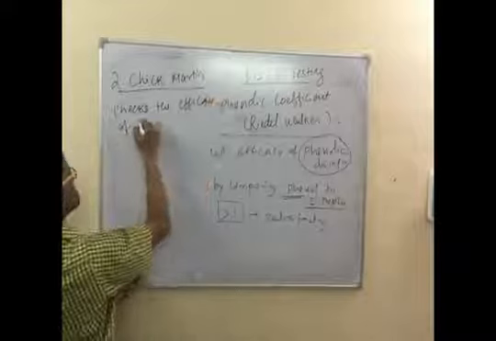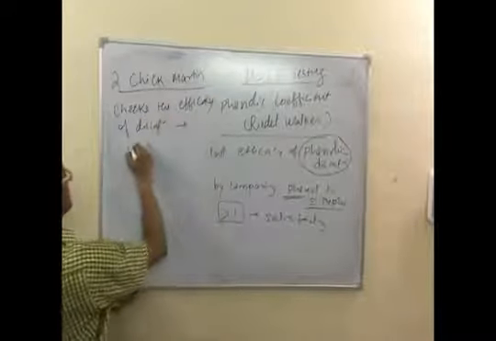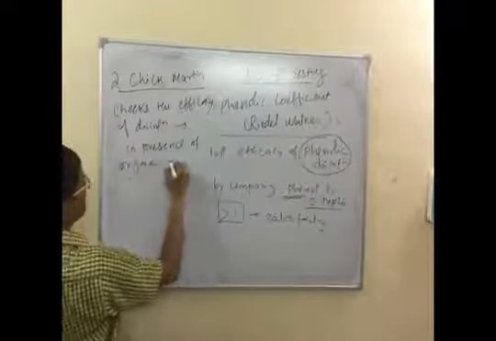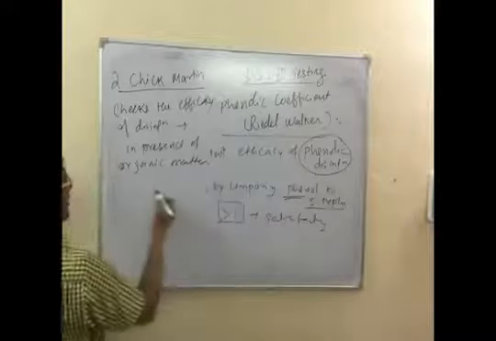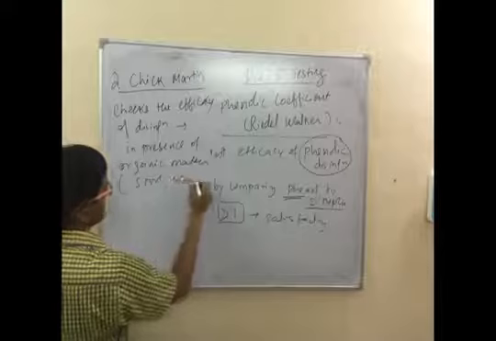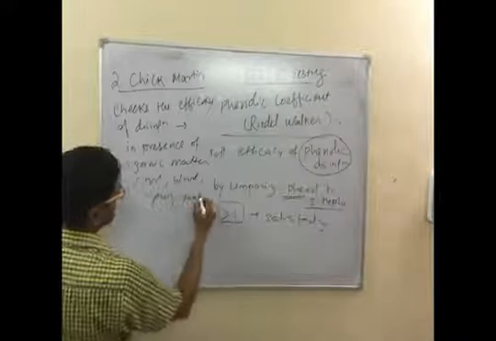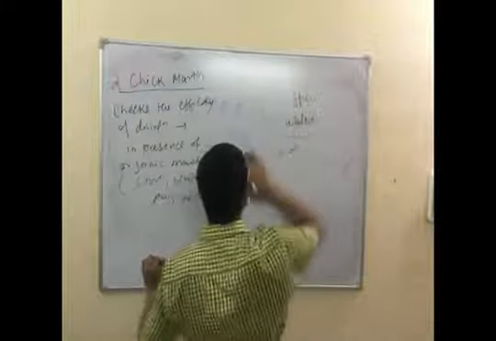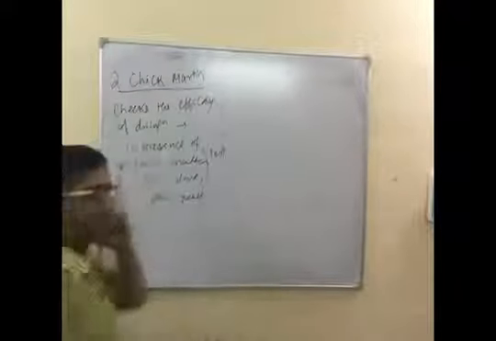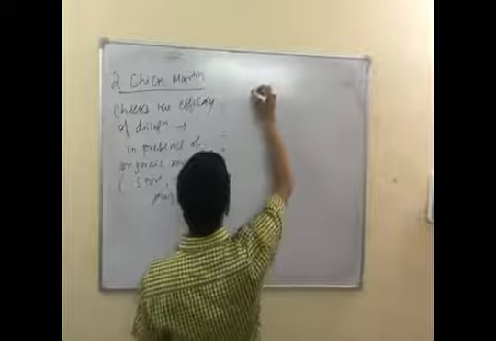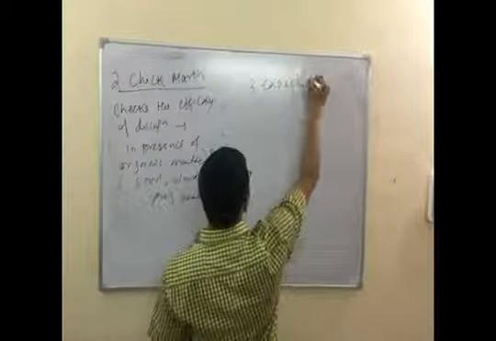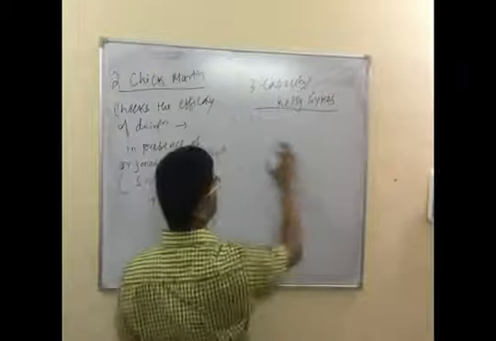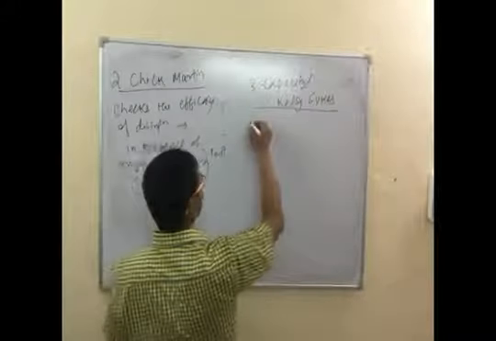This test checks the ability of a disinfectant to retain its efficacy in presence of organic matter. Various organic matter are there, for example stool, blood, pus, yeast. In presence of the organic matter, whether the disinfectant is able to retain its efficacy is tested by the Chick-Martin test. The third test is the capacity test or Kelsey-Sykes test. Here you are going to check the efficacy of the disinfectant.